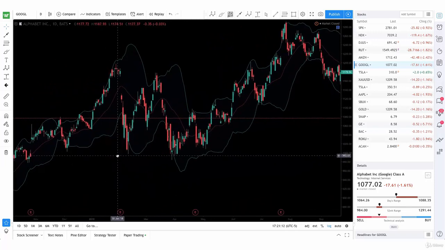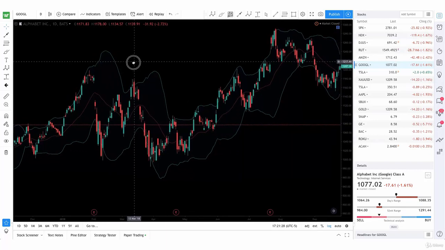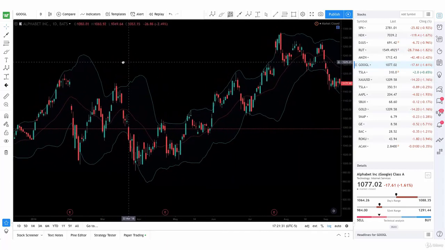Okay. Now, usually about 90% of price action is going to happen within those lines. Okay. And see how whenever it comes out of those lines, it usually goes back in and reverses. Okay. So how can we use this? We can utilize this. It's very easy.